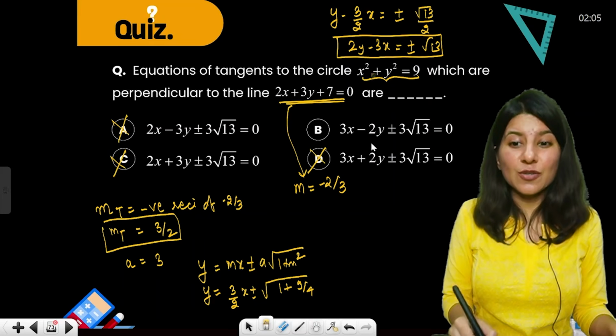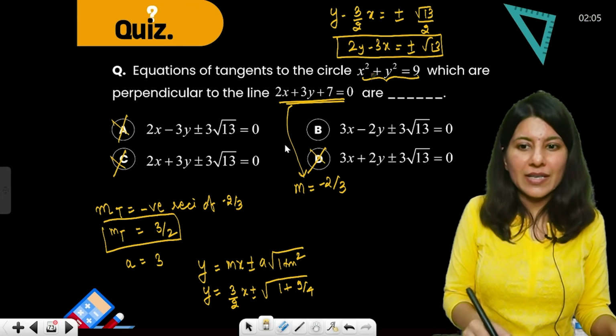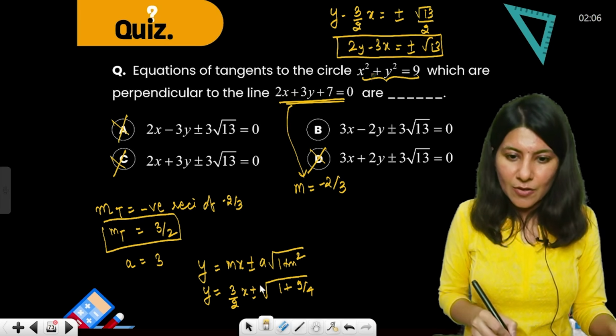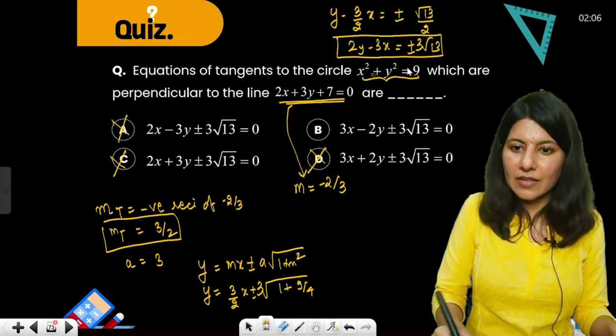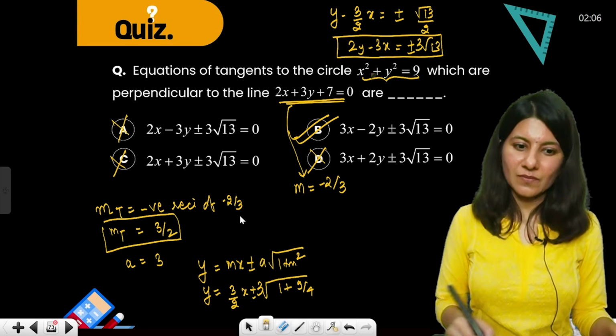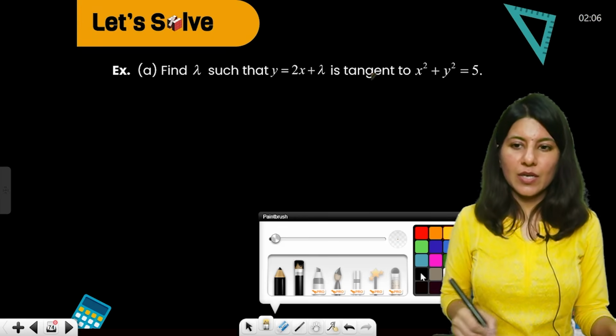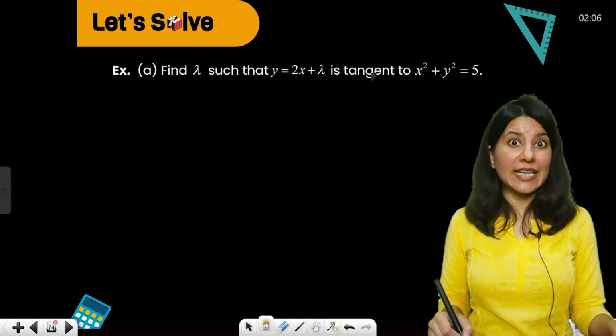2y minus 3x, D is also wrong. So if you multiply by the minus sign, 3x minus 2y equals plus minus, there is a 3 also, no? 3, right? Option B is absolutely right. All right. Perfect. Now, let us move on to the next problem.